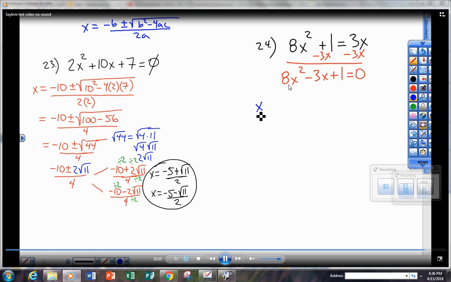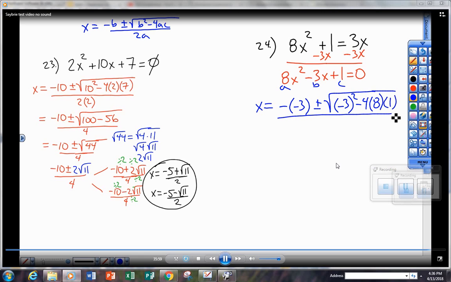A is 8, B is negative 3, C is 1. So when I plug that into the quadratic formula, I get x equals negative negative 3. So again, when you plug in a negative number for b, catch that double negative, plus or minus the square root of negative 3 squared minus 4 times 8 times 1, all over 2 times 8.